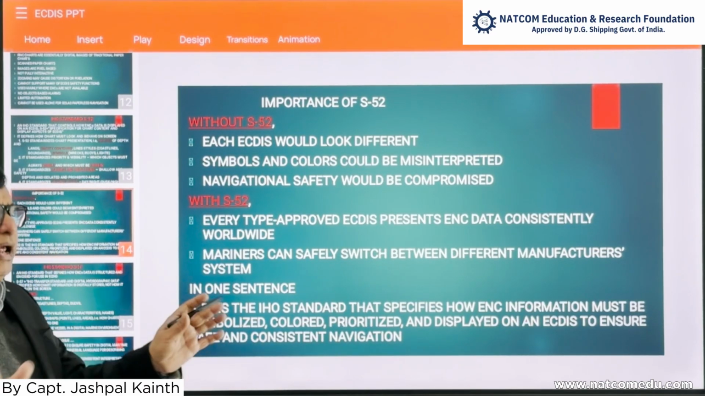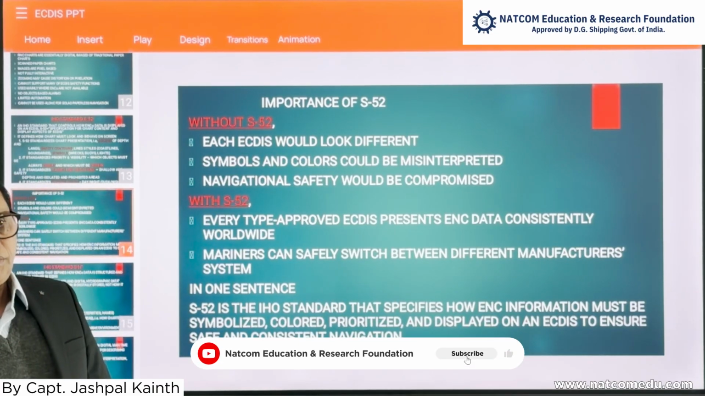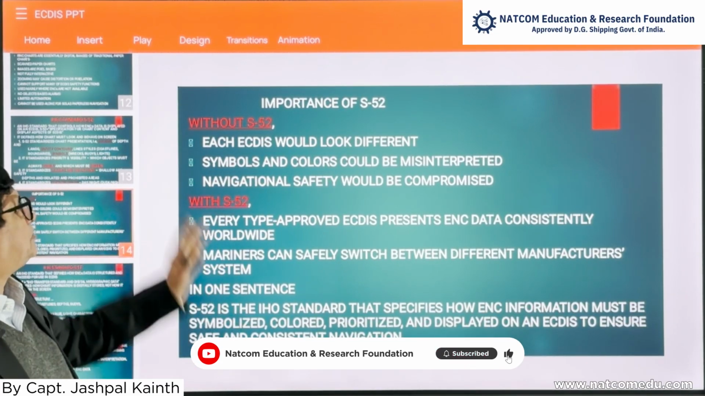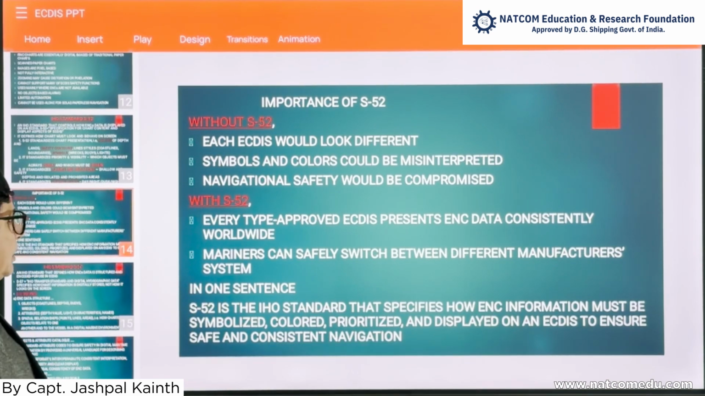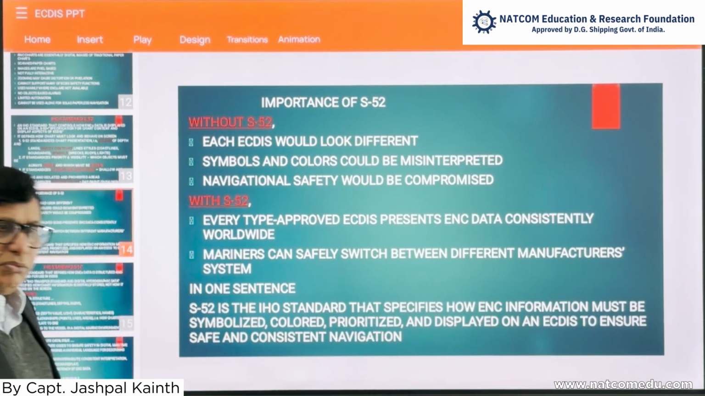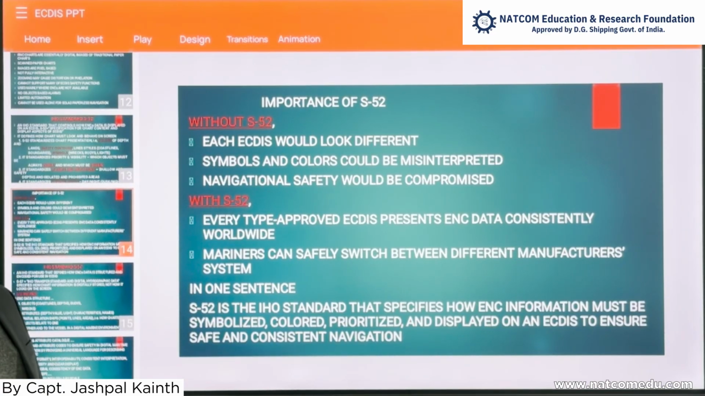So, let any national hydrographic office in the world make ENCs. It has to be as per the IHO standard S52. That means they will all look the same, no matter where, which part of the globe, which national hydrographic office is making that ENC.